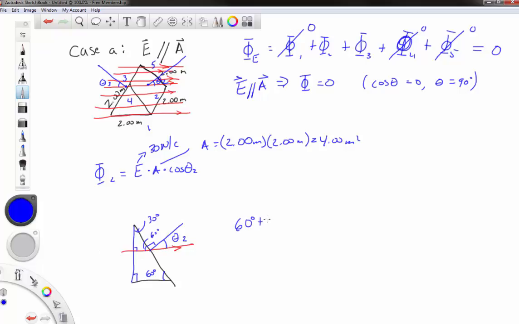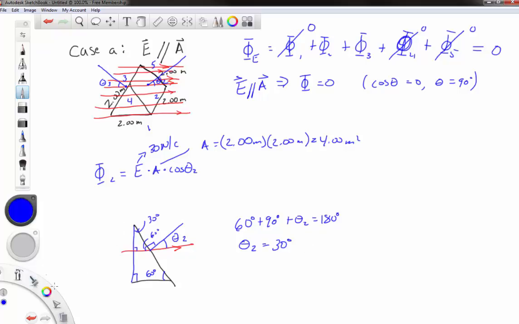So 60 degrees plus 90 degrees plus theta 2 is 180 degrees, because we've gone from here, through here, through here, and now we're on the other side of this line. So therefore theta 2 is 180 minus 90 minus 60, which is 30 degrees.